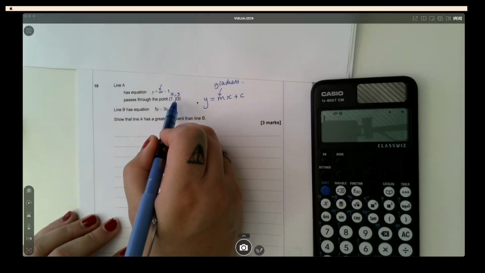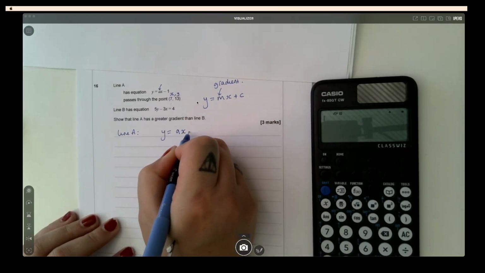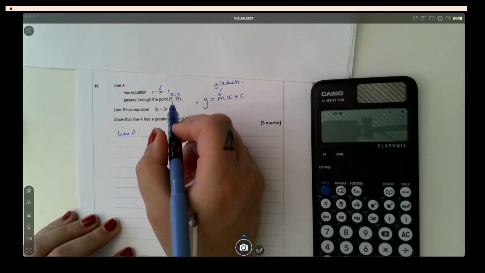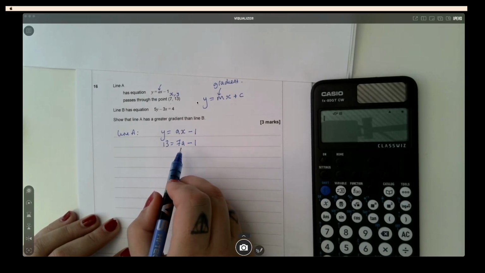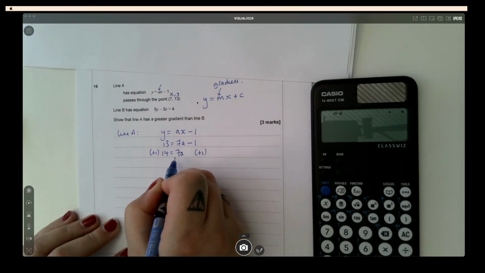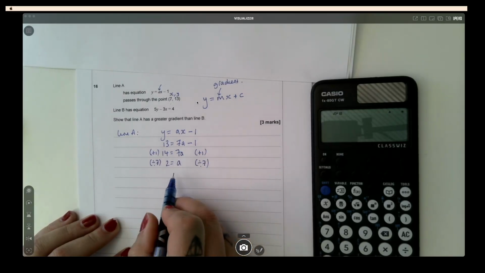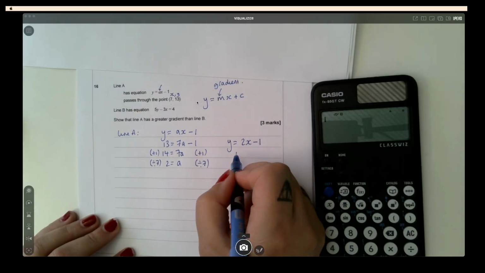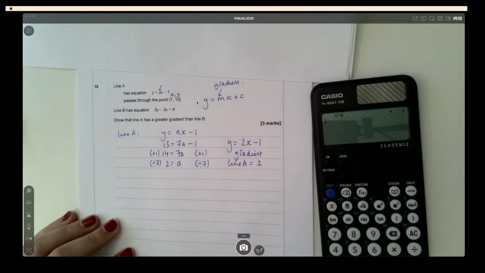So I'm going to substitute this x and this y value into line A's equation. So y equals ax subtract 1. Well, y equals 13. x equals 7, so that's 7a subtract 1. Now I'm going to solve this for a. So I'm going to add 1, and then I'm going to divide by that 7. So a equals 2. So line A has the equation y equals 2x subtract 1, which tells me that the gradient of line A is positive 2.